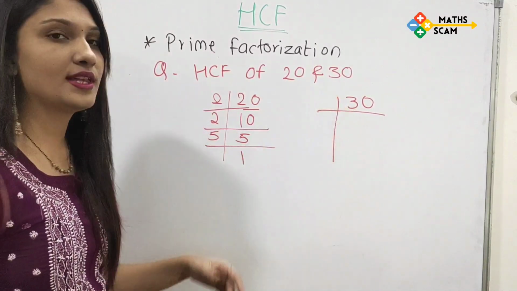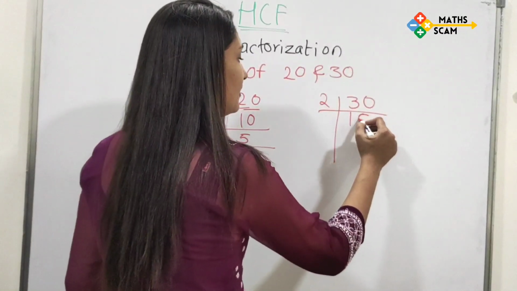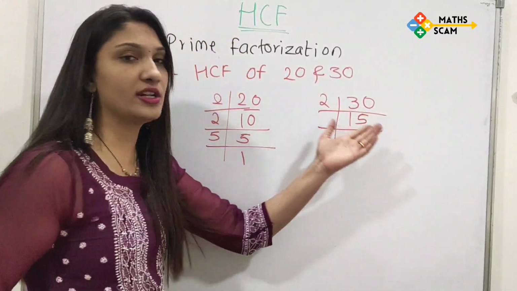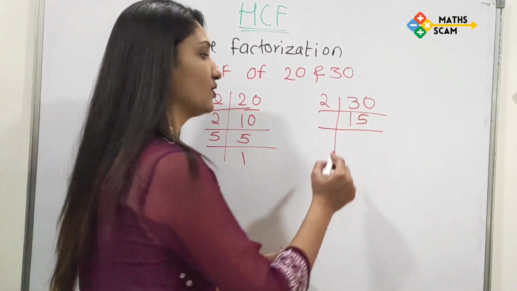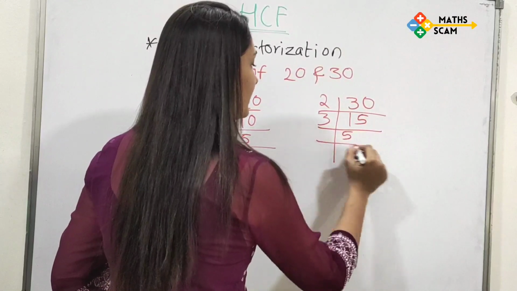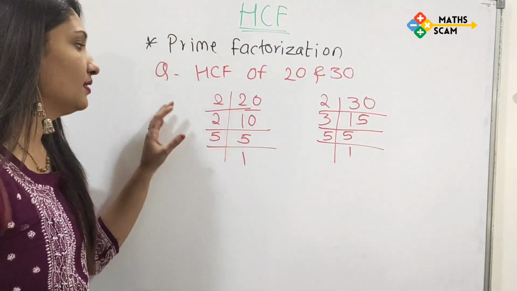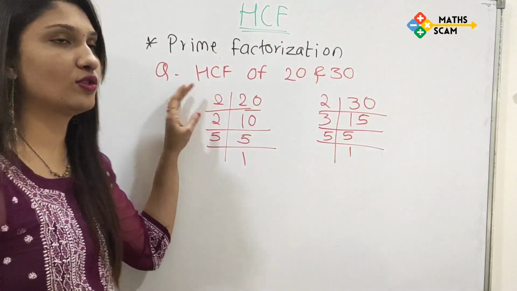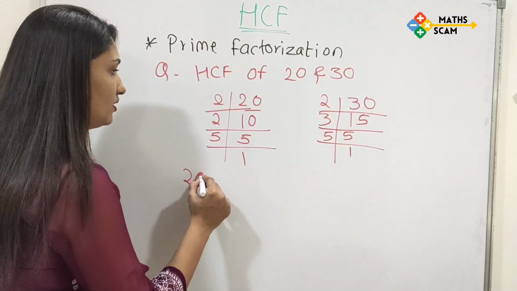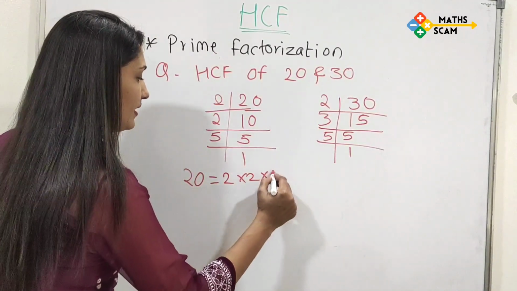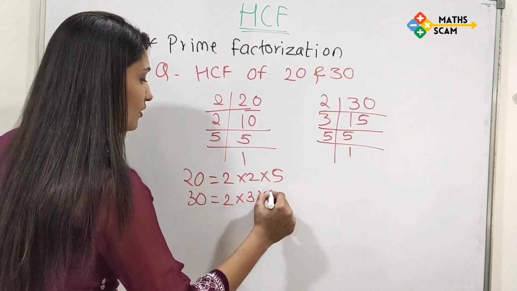Okay, so for 30, which is the least prime number? 2. So 2 15s are 30. Then 2 cannot divide 15. The next prime number is 3. So 3 5s are 15. Then 5 1s are 5. Okay, so we got the factors of 20: 2 into 2 into 5, and the factors of 30 are 2 into 3 into 5.